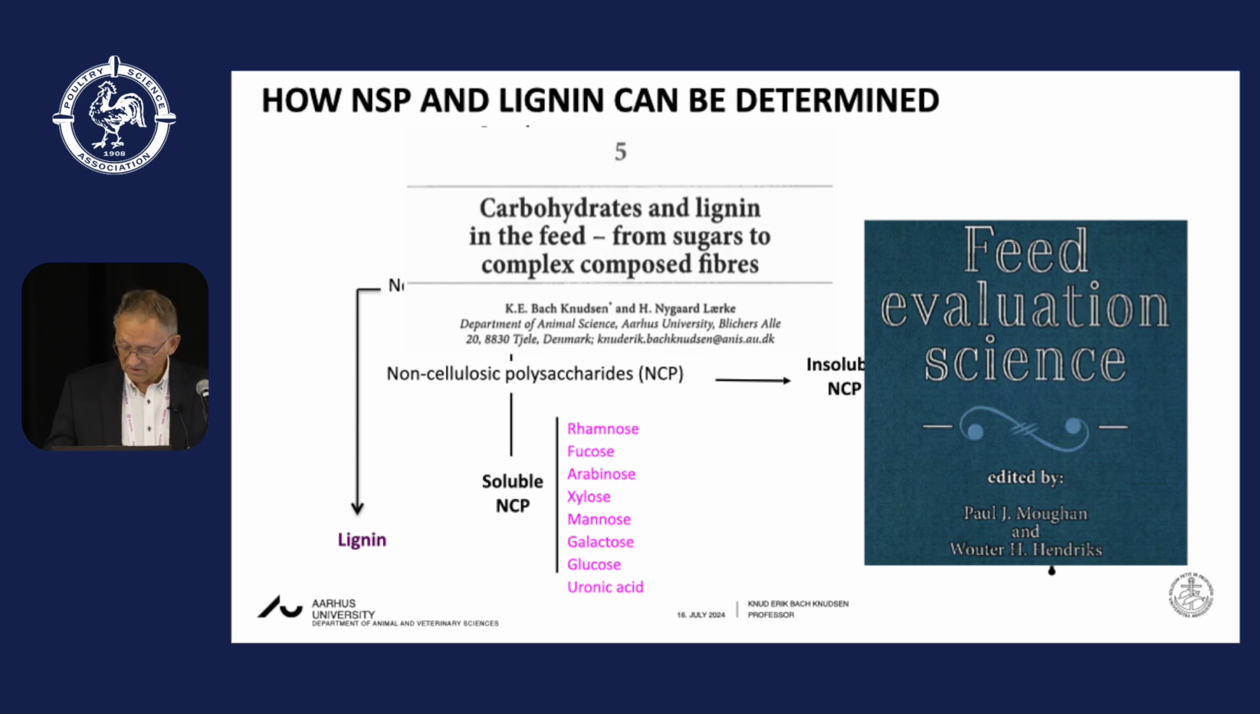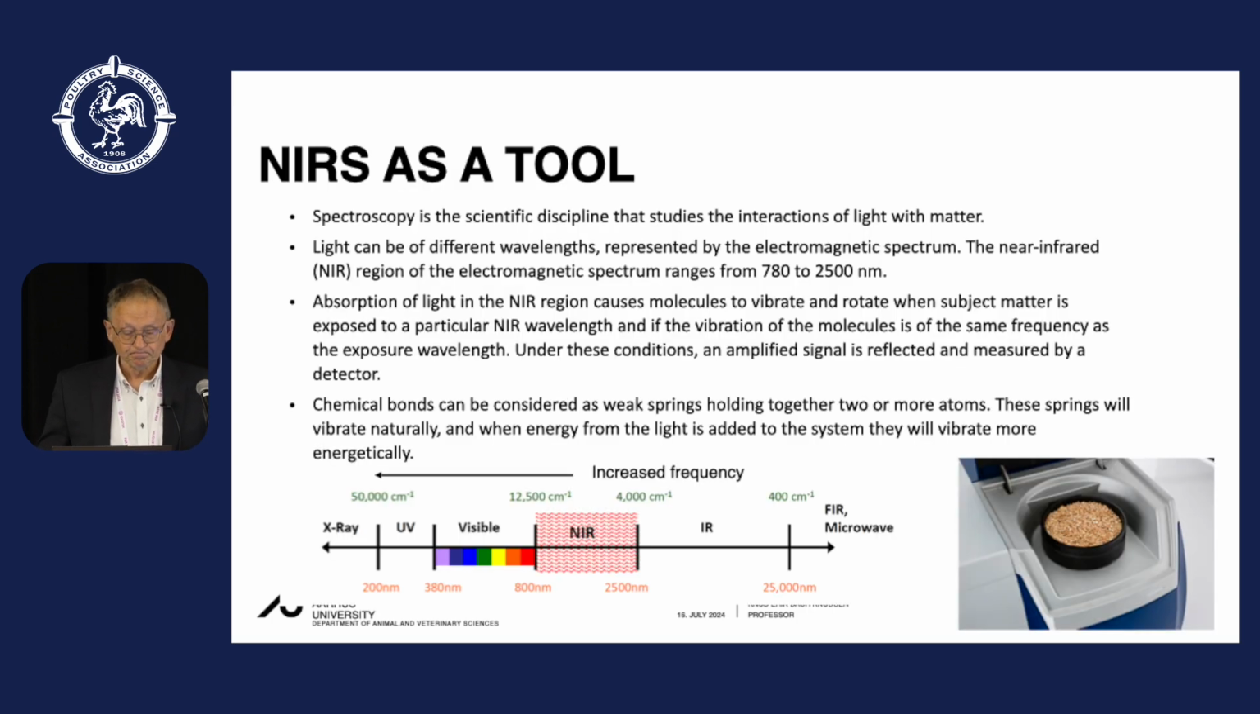If you want a closer look at this aspect, I have gone through some of this procedure and also some of the other gravimetric procedures in this book chapter. Okay, going into the NIR analysis, what is that? Well, it is a discipline on the interaction between light and matter. Light can have different wavelengths in the electromagnetic spectrum. The infrared region covers from 780 to 2,500 nanometers.